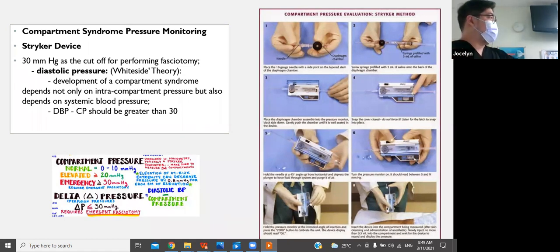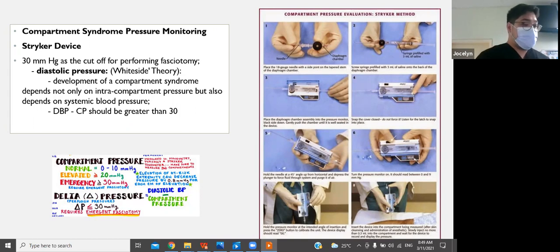As you all can see down here, we have our delta pressure. Delta pressure, we will measure all the pressure in each compartment. Let's say my arm has two compartments. Studies show that delta pressure better correlates with potential irreversible muscle injury.